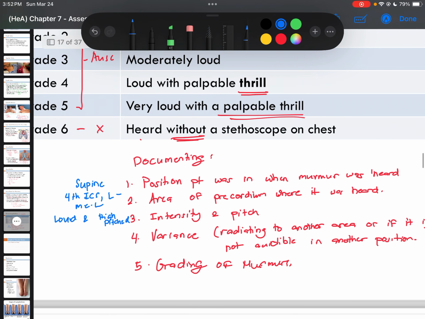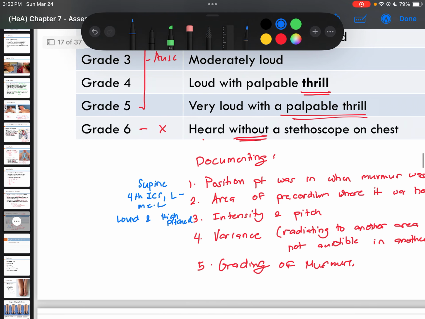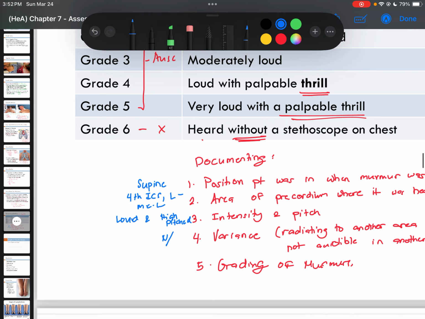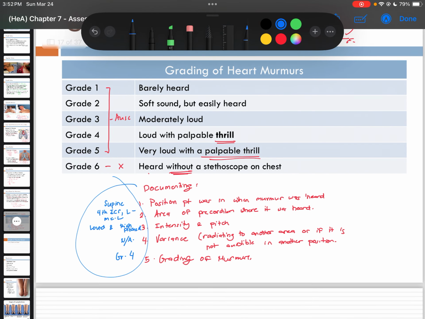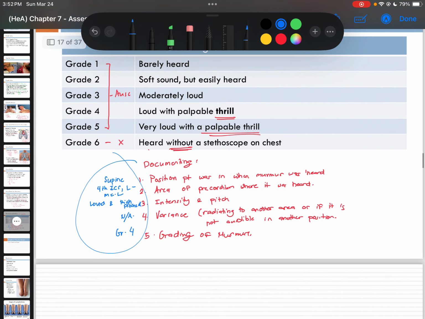For variance, radiating means the murmur moves to another area. Let's say for example it is not applicable. And let's say the grading is grade 4. That is how you document a murmur. Murmur heard while the patient was supine at the fourth intercostal space at the left mid-clavicular line. It was loud and high-pitched with no variance, graded at grade 4. Something like that.